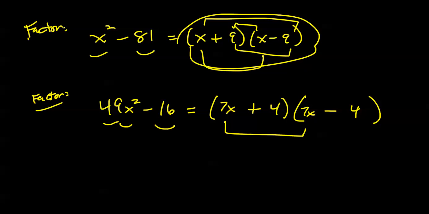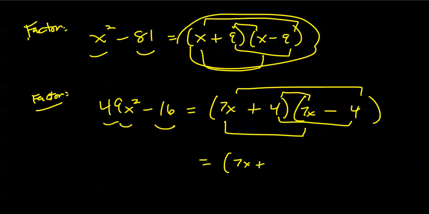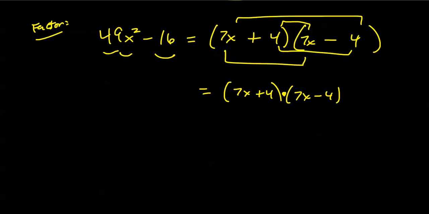You can check your answer easily. First product, 49x squared. Outer and inner products, plus and minus 28x, so they cancel out. And the last product is minus 16. So this is my final answer here, 7x plus 4 times 7x minus 4. That's an implied product there. And of course, multiplication is commutative. You could rearrange any factors of a product as you see fit. So either of these answers is okay. They're both acceptable.